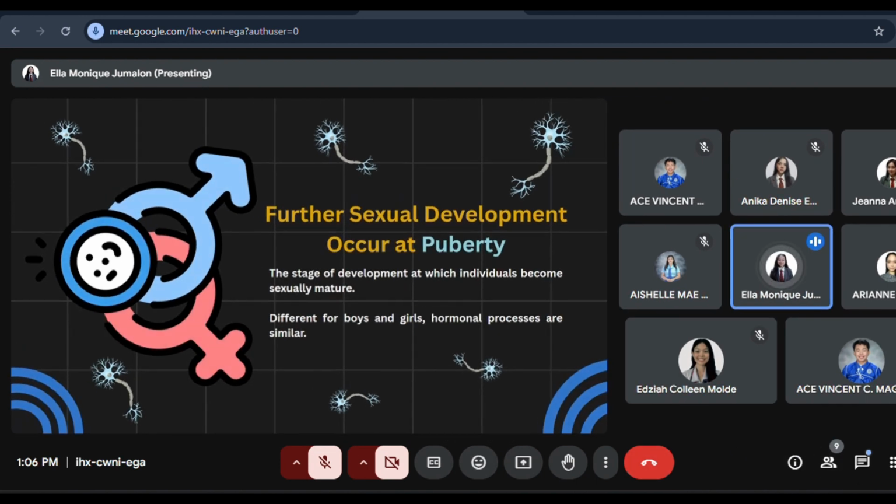Puberty happens differently for boys and girls, but the hormones that cause these changes work in a similar way. Everyone starts puberty at a different time, but the order in which changes happen is usually the same for boys and girls. These changes lead to adult bodies and the ability to reproduce. Puberty can be divided into 5 stages. In each stage, boys and girls go through different changes.